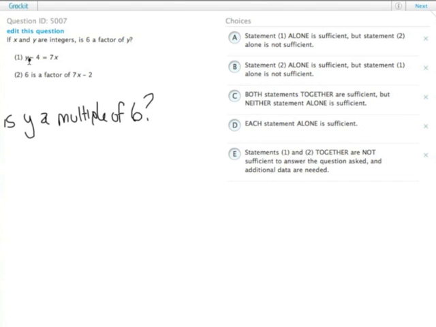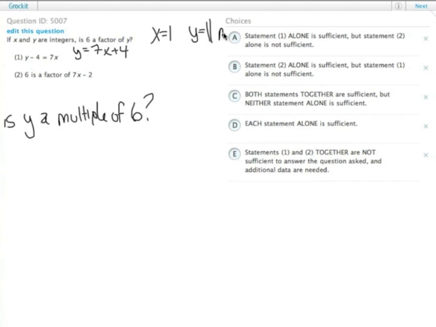So, statement 1: y minus 4 equals 7 minus x. We can restate that a little bit. That's the same thing as saying y equals 7x plus 4. But there's still really no way for us to decide. So if we pick, for example, x equals 1, 7 times 1 is 7, plus 4 is 11, y equals 11.